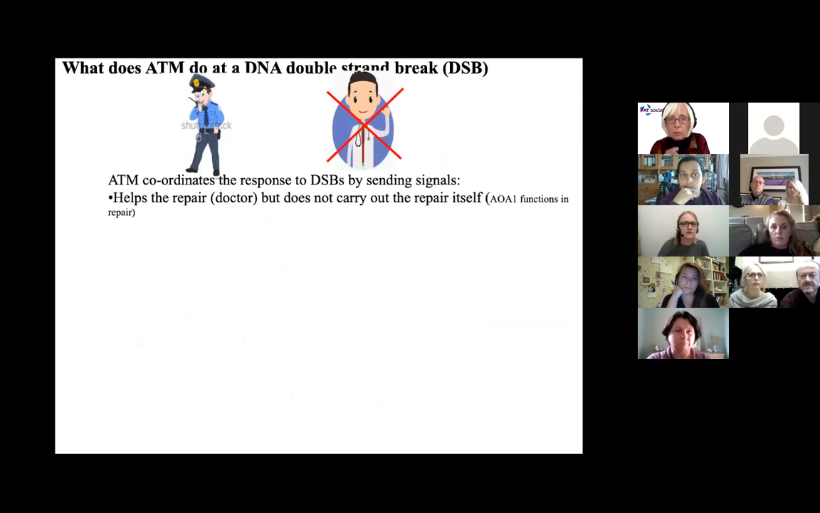So now, what is ATM doing at a double-strand break? And I think it's best to think of it as a policeman rather than as the doctor doing the repair. It coordinates a whole response to a double-strand break by sending signals, by tagging those different proteins and slightly changing their function, or dramatically changing their function in some cases.